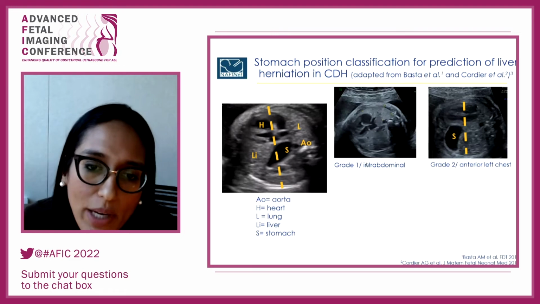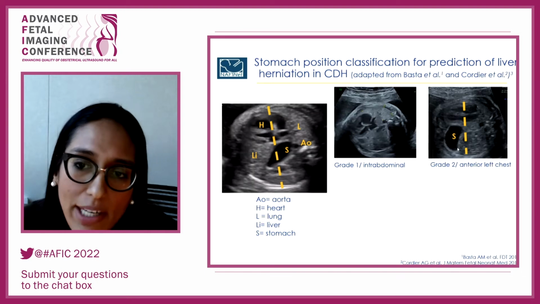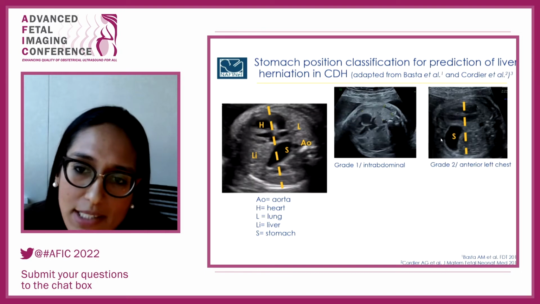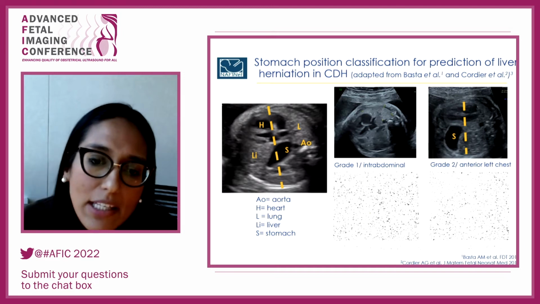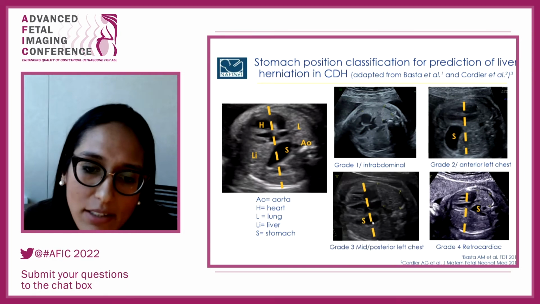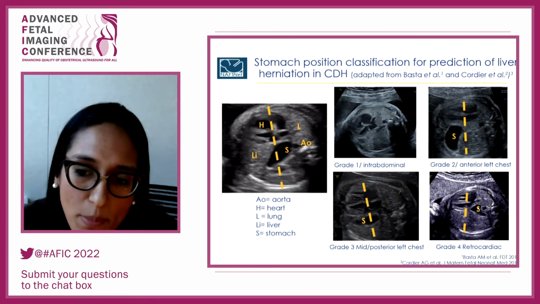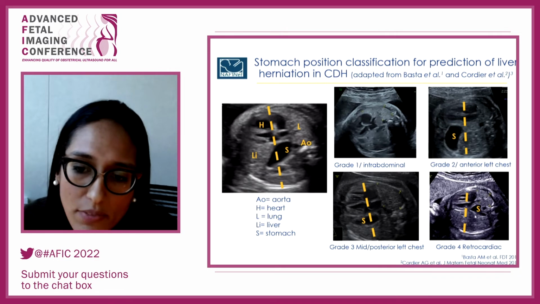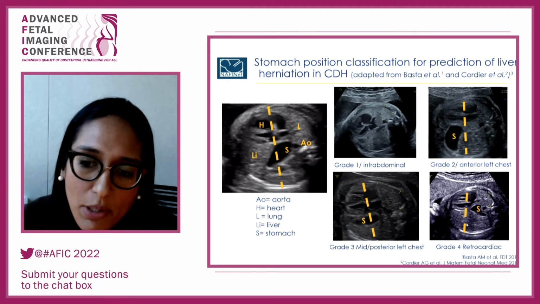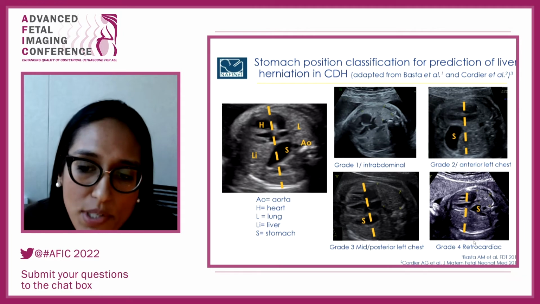So for a grade 1 stomach position, the stomach is in the abdomen, so it's a normal position. Grade 2 is where you have the stomach in the chest, but it's just touching the anterior chest. And then grade 3 is where it's crossing into the mid chest, but most of it is still in front of this line. And then grade 4, the most severe form, is all the way in the back part of the chest, and all of this is liver. So all of this has pushed the stomach way into the back. So this is suggesting more severe liver herniation.